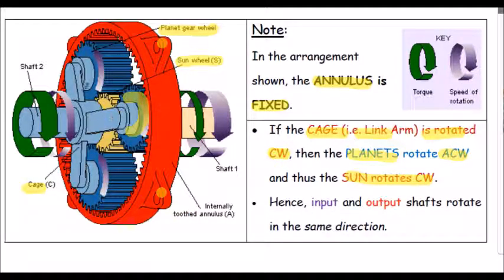This spider, this cage, this link arm is going in this sense here, then this gear wheel will go in this sense here, okay, which will move the sun in this sense again. So that's what I'm trying to show there.